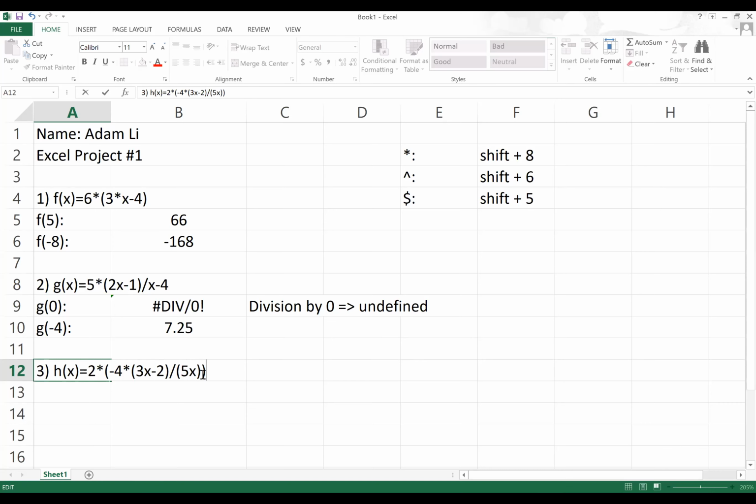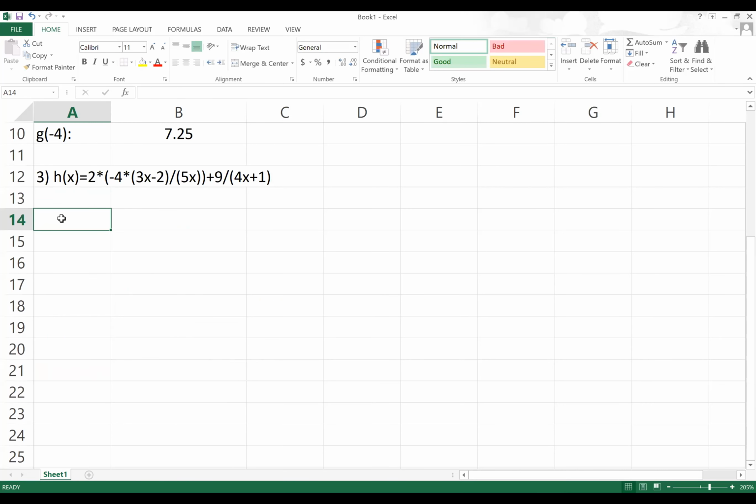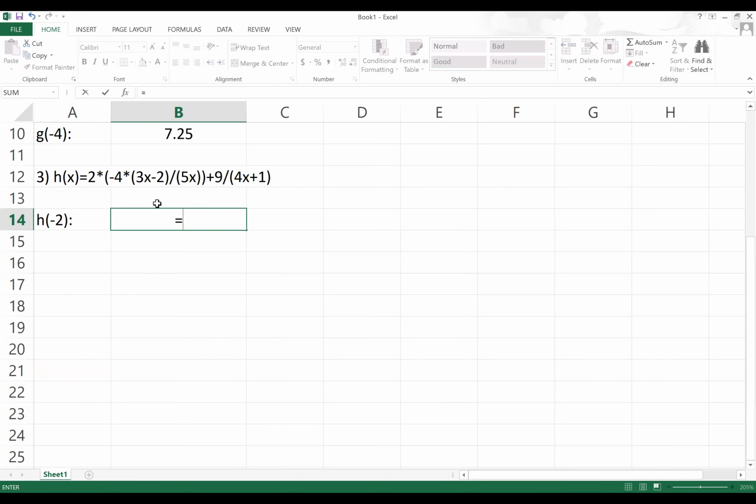And that's the first part of the expression, adding 9 divided by 4x minus 1, not adding 1, plus 1. Okay. And then let's calculate the result, h of negative 2. So putting equal signs. Whenever you see x, x becomes negative 2.